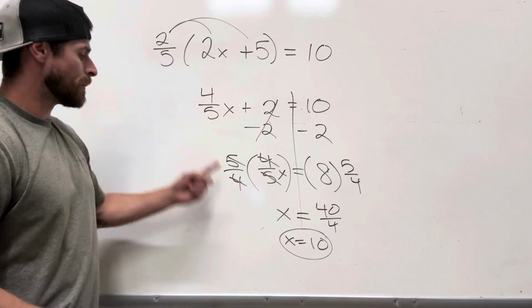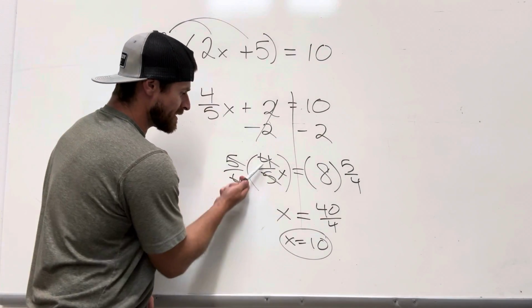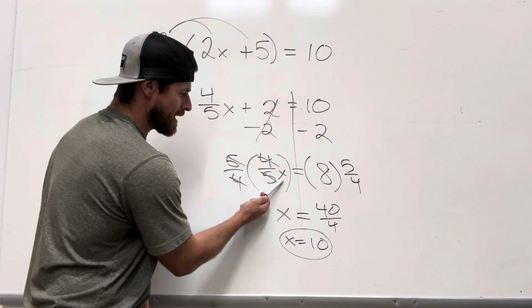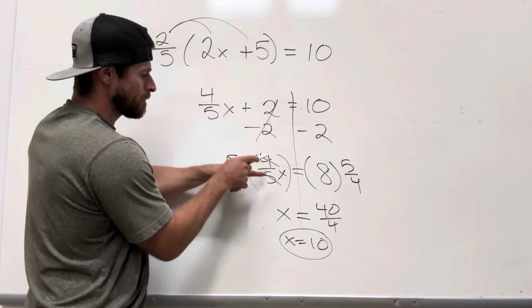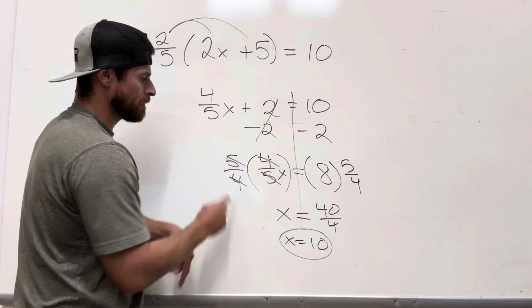So whenever you end up at the very end, last and final step, if it is fractional coefficients attached to the x, just multiply by the reciprocal. Flip that value and multiply away.